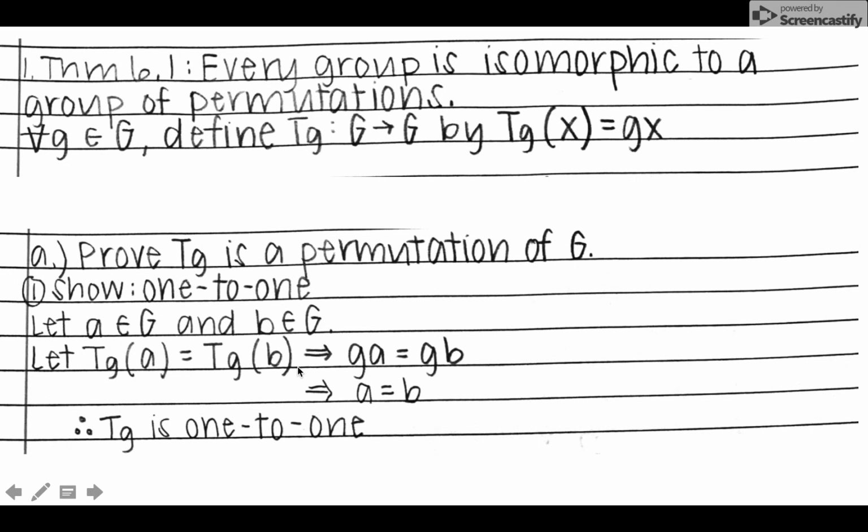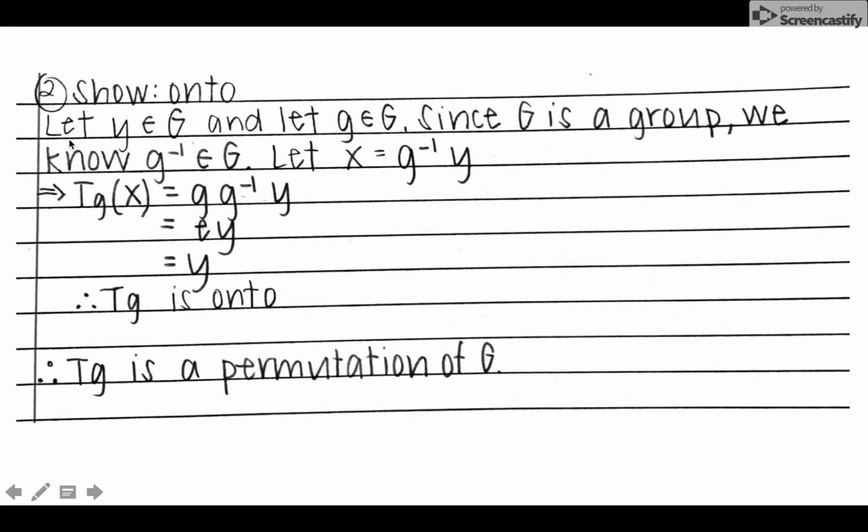To also show that T_g is a permutation of G, we have to show that it's onto. So we let y be in G and let g be in G. Since G is a group, we know that the inverse of g is in G, and we set x equal to g inverse times y. Then we plugged x into T_g, so T_g(x) equals g times g inverse times y. g times g inverse is the identity, so that's equal to the identity times y, and then that's equal to y. So therefore, T_g is onto.